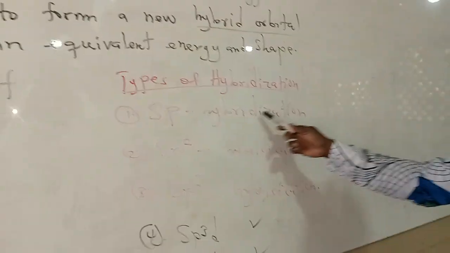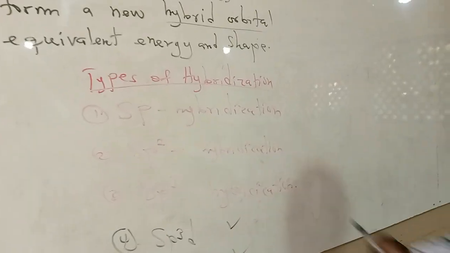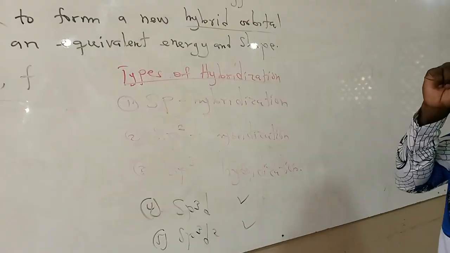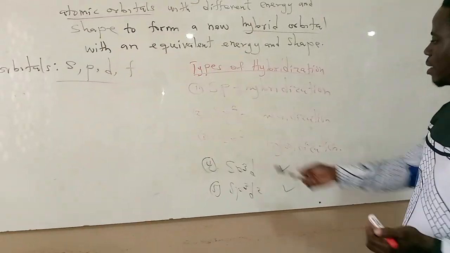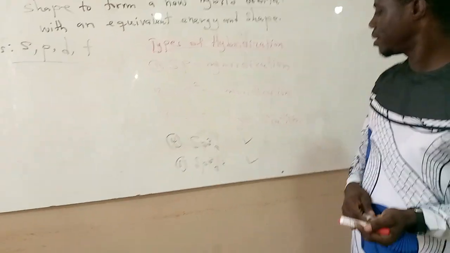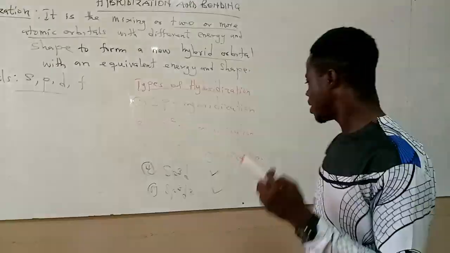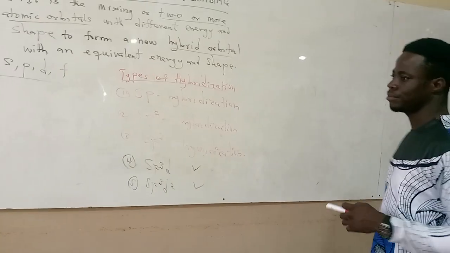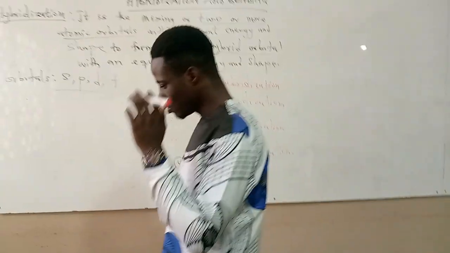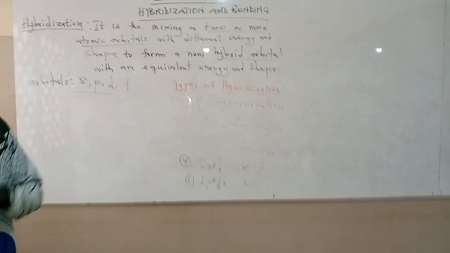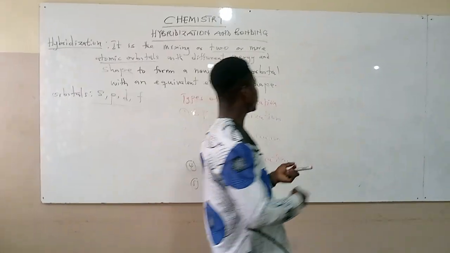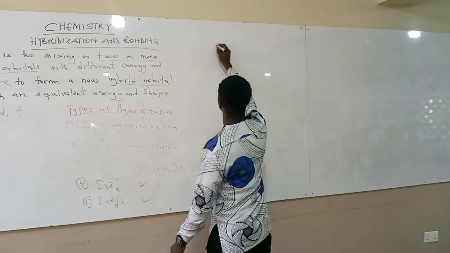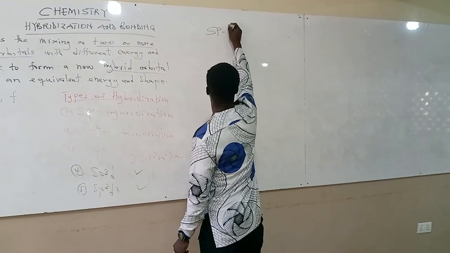We are going to discuss sp hybridization, sp2 hybridization, sp3 hybridization, sp3d hybridization, and sp3d2 hybridization. So these are the various types of hybridization we are going to discuss. So having said that, let's plan and then discuss the first type, which is sp.